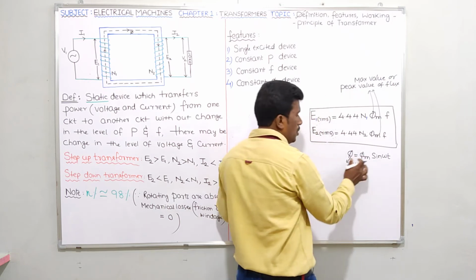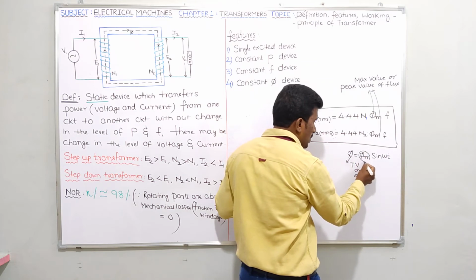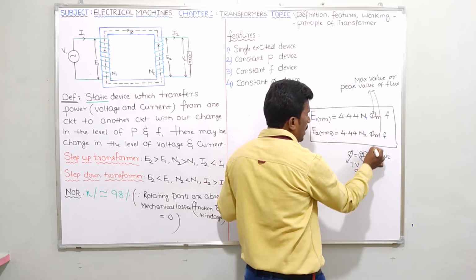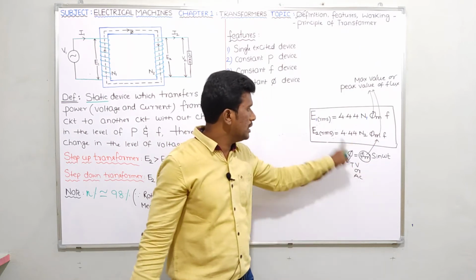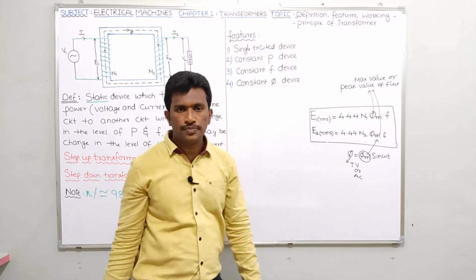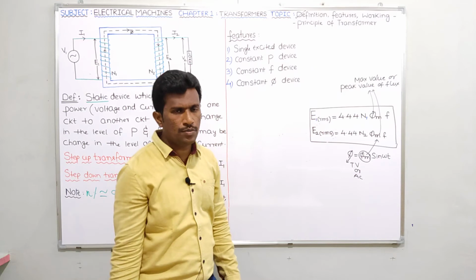In this phi equal to phi m sin omega t, this phi m is what? Maximum value of flux or peak value of flux. This phi m I'll get in this RMS value of EMF equations. This derivation we'll see in future, no problem.